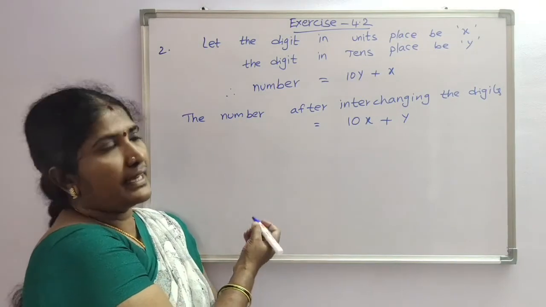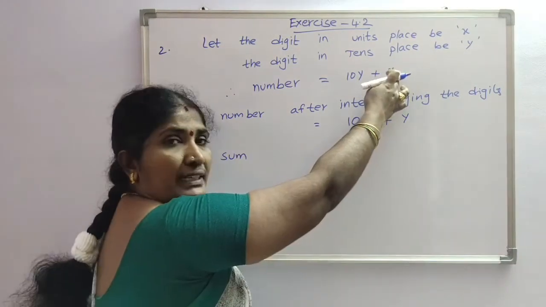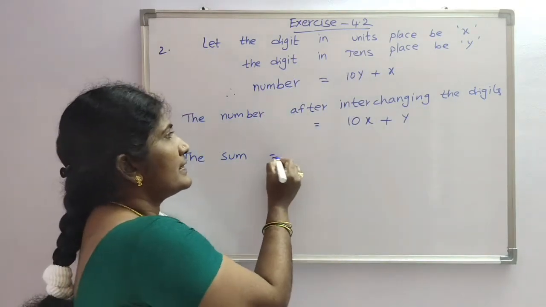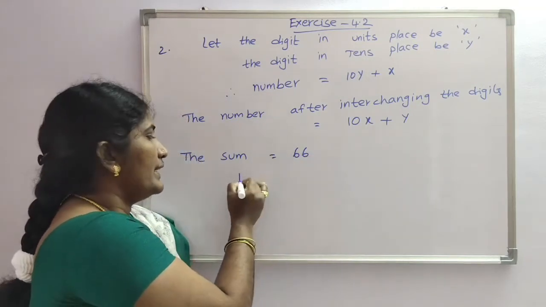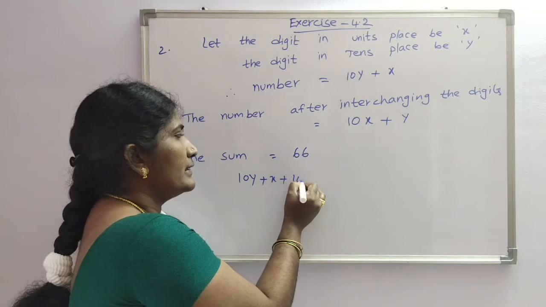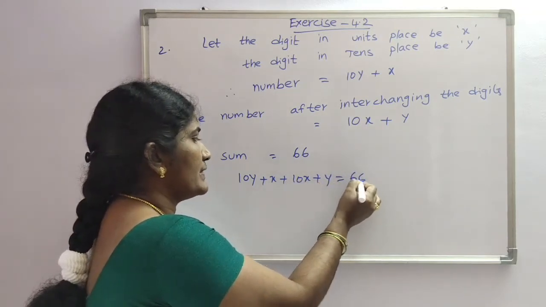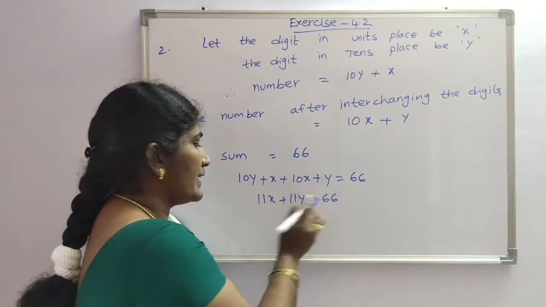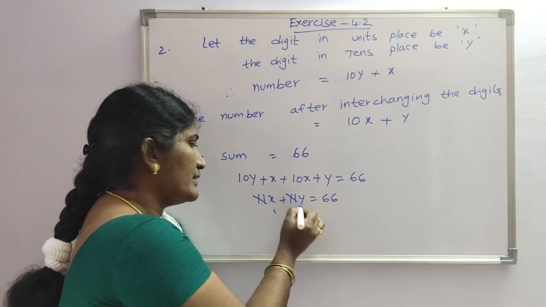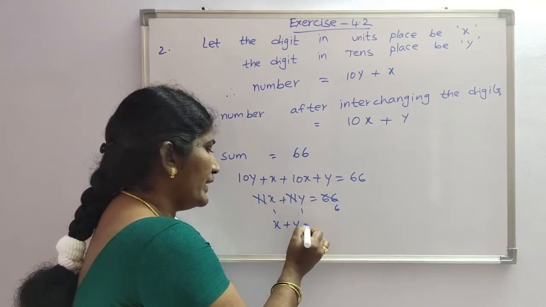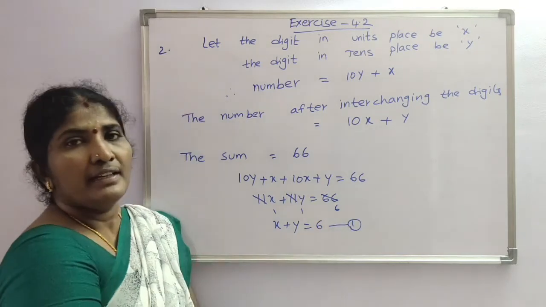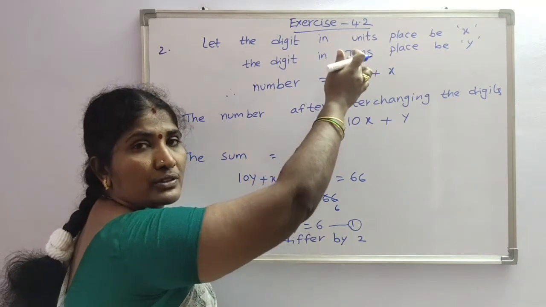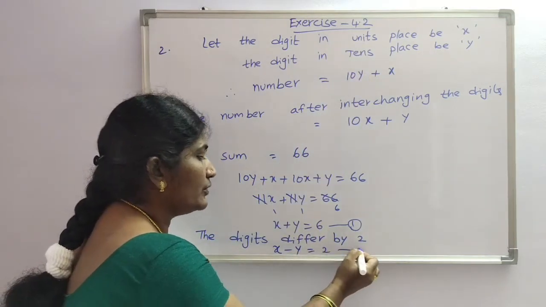Now what are the conditions they gave? In the first condition, the sum of the number and the number formed by interchanging the digits is equal to 66. That is 10y plus x plus 10x plus y is equal to 66. x plus 10x is 11x, plus 11y is equal to 66. Here common factors are there: 11 ones are 11, 11 sixes are 66. So x plus y is equal to 6. Equation number 1. Next condition they gave: the digits differ by 2. We have to subtract both digits. x minus y is equal to 2.